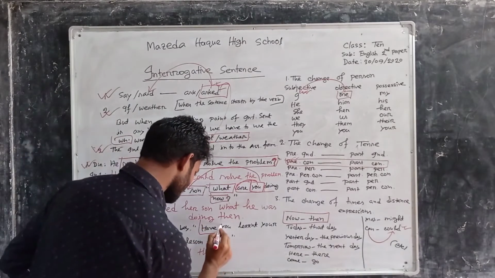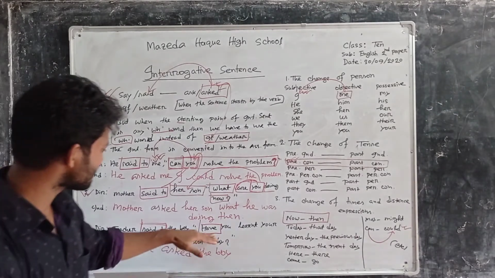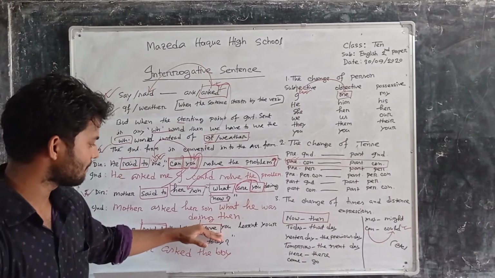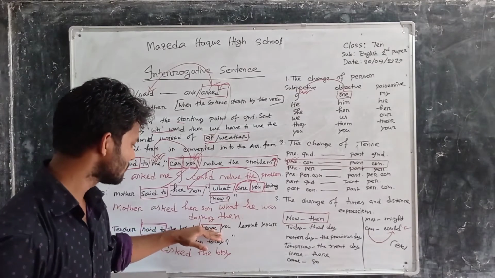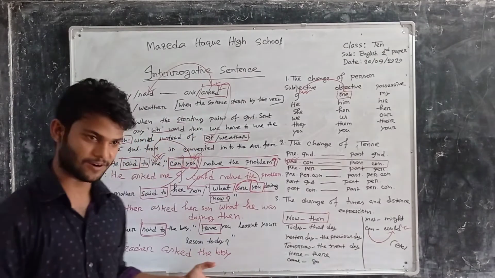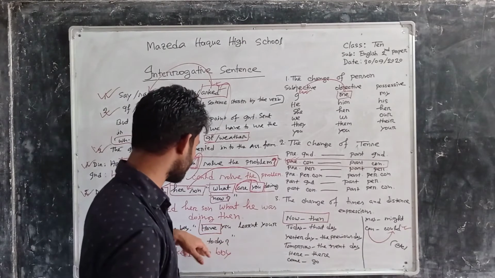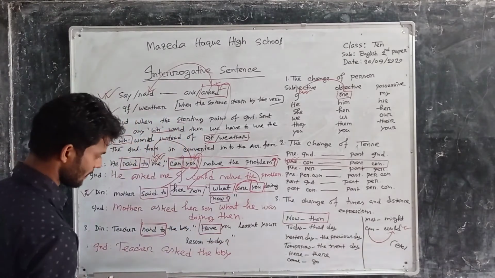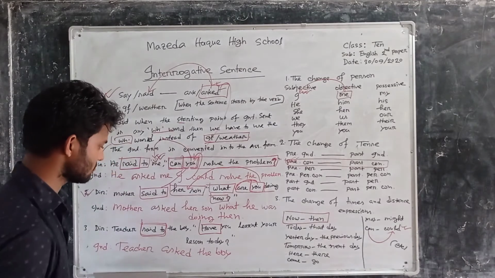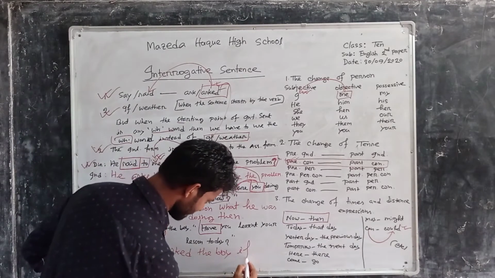As this sentence has started with a to be verb, have. We know have, has, am, is, are, they are to be verbs. Have you learned your lesson today? Then we have to use a connector, and it is if.